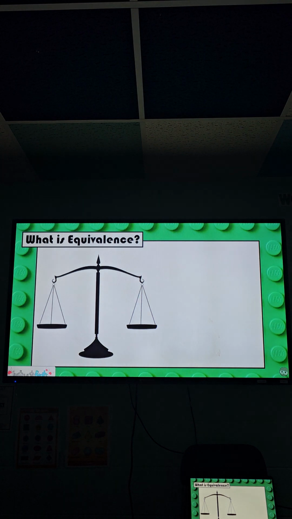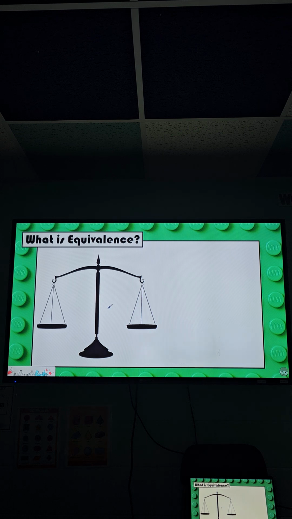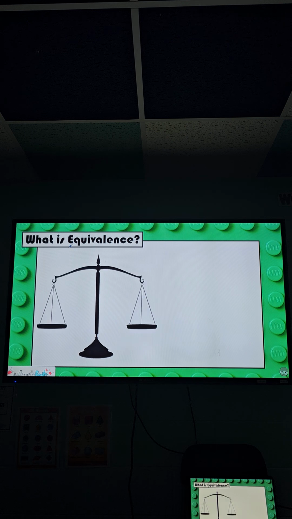So what is equivalent, right? Being equivalent means that two things have the same value or are equal. So when I think about equivalence, I think about this scale right here. Some people call it a balance, okay? And we know that whatever's on one side must equal the other side, or it's not balanced anymore. But let's go back to this balance that is equal to each other, right?